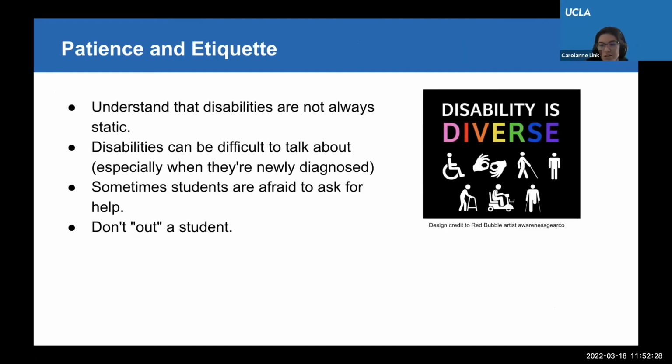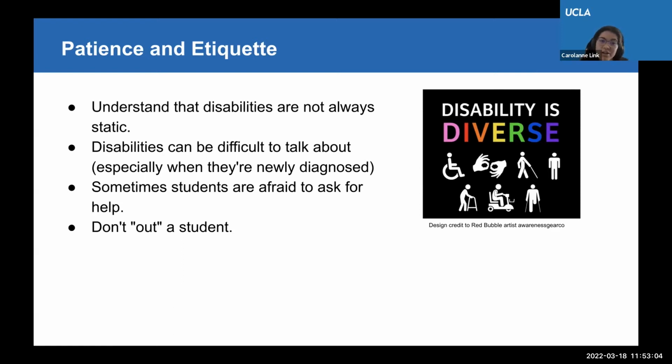So some best practices to pull out of how we communicate and the etiquette in interacting with disabled people, as we've already touched on, is that they're not always static. What they need may change. And building off of that is the idea that it can be difficult to talk about, especially when they're newly diagnosed. They may have a lot of feelings going on. They may not have the terminology to even ask for what they need. And therefore, it may be a learning process. I know sometimes that can be frustrating on both sides, for the student and the person trying to provide accommodations or help. But sometimes they just don't have the words yet. So it's definitely a learning experience.